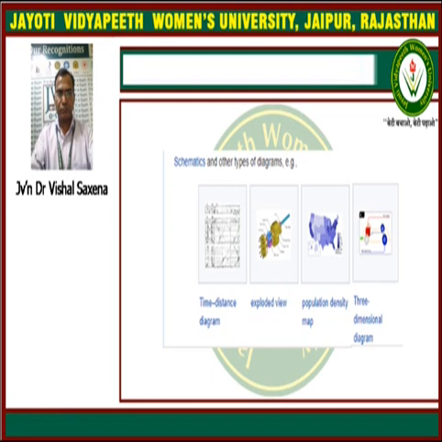Population density map and the three-dimensional diagram. A three-dimensional diagram is a kind of diagram with three axes, and it represents a solid figure. We can take a sphere, a cylinder, or any other figure like a cuboid. These are represented by three-dimensional diagrams.